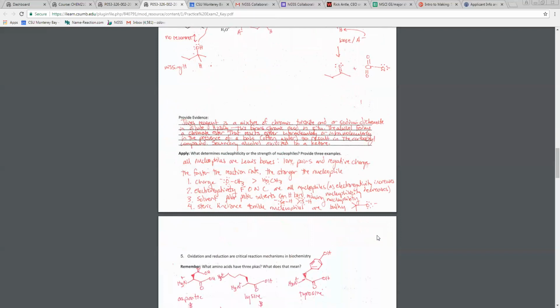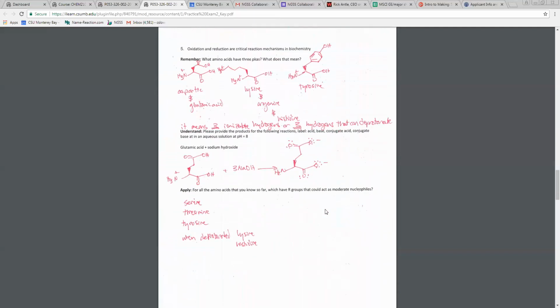So what determines nucleophilicity or strength of the nucleophiles? So all nucleophiles are Lewis bases. Lone pairs and negative charges are very common. And the faster the reaction rate, the stronger the nucleophile. So we're thinking about things like charge, electronegativity, solvent, and then any steric hindrance. So we remember that sterically bulky groups are terrible nucleophiles.